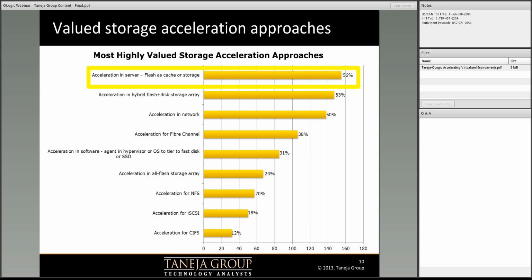So this list here is pretty long, but at the top is storage in a server, as either direct attached disk or as cache. The second to this are hybrid storage arrays, where SSD is combined in an array with rotational disk to help service workloads demanding more performance than a rotational disk can easily supply. And this was in response to a question where we asked what technologies storage practitioners most highly value when it comes to trying to accelerate the storage performance behind their applications.